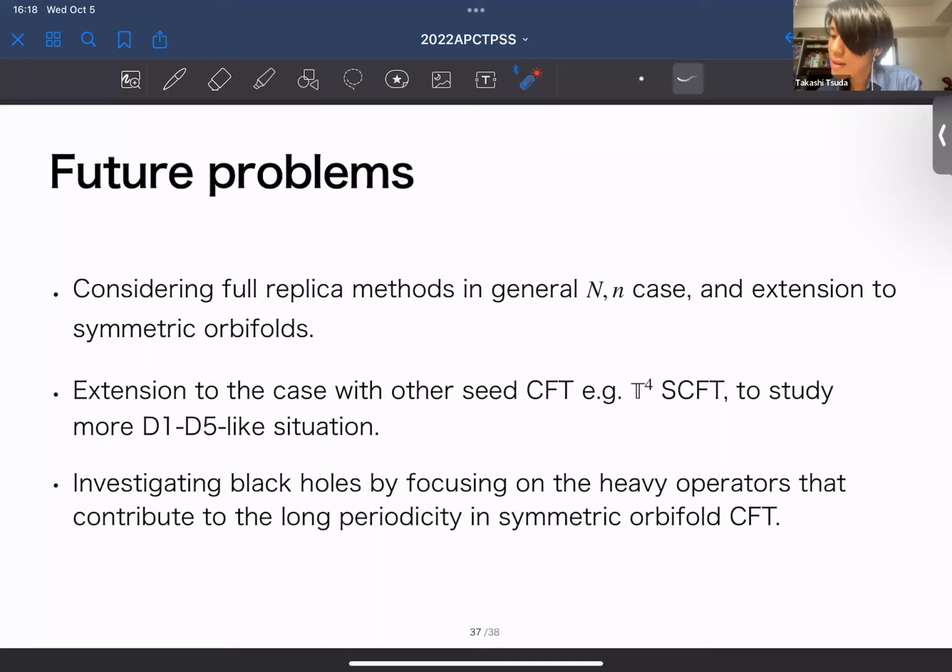And we can extend the entropy calculations to the case with other CFTs, like T4S CFT, to study more D1-D5 like situations. And investigating black holes by focusing on the heavy operators that contribute to the long periodicity in symmetric orbifold CFT is something interesting, I think.